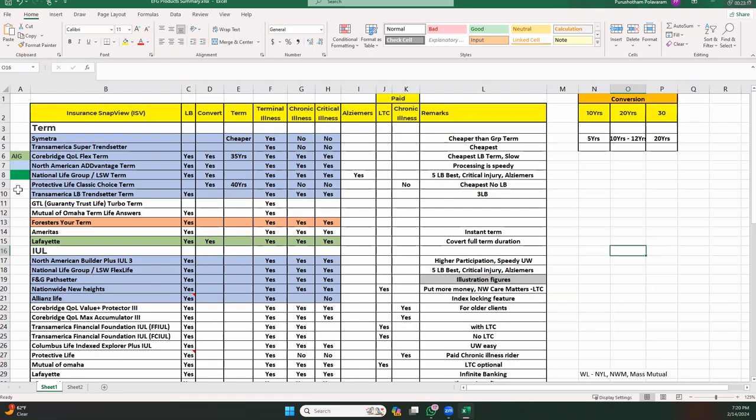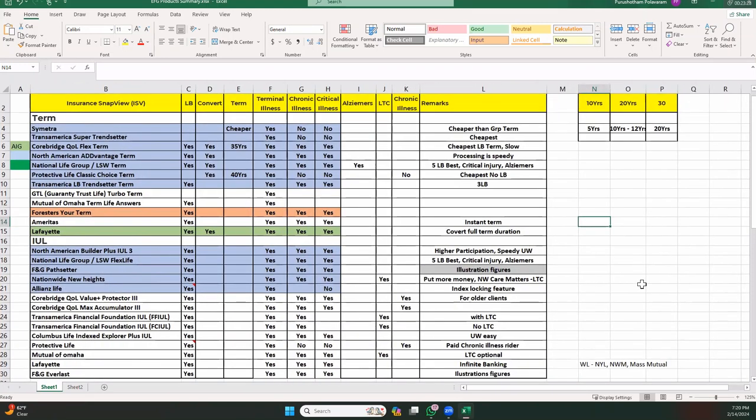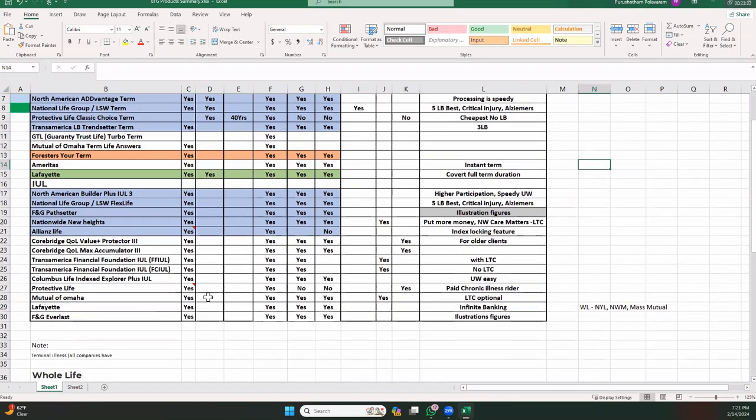Okay. Now we have completed the term part. Almost all of them we have gone through. The IUL also, when it comes to living benefits, it is more or less the same, all the same features are there, but there are some additions. Okay. So when it comes to North American National Life Group, same living benefits, same features are there. North American, the approval is speedy. They have a high participation rate.